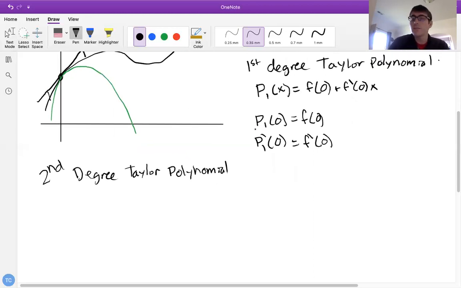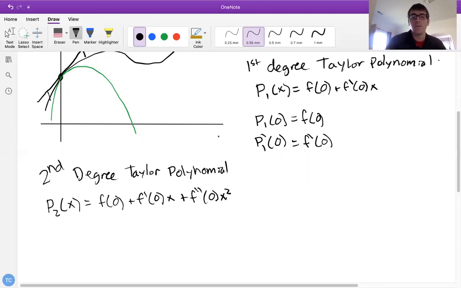So let's try to extrapolate this pattern. Let's say we want our second degree Taylor polynomial to look like f of 0 plus f prime of 0 times x plus f double prime of 0 times x squared. All right, so this is just a guess as to the format for a polynomial here.